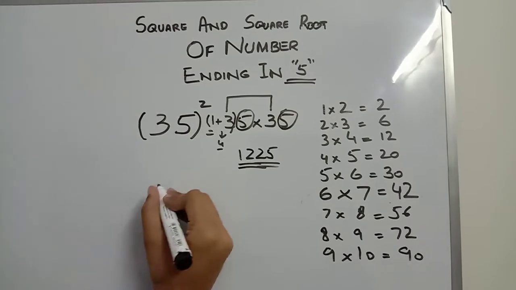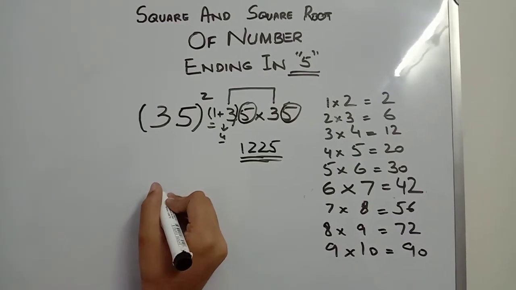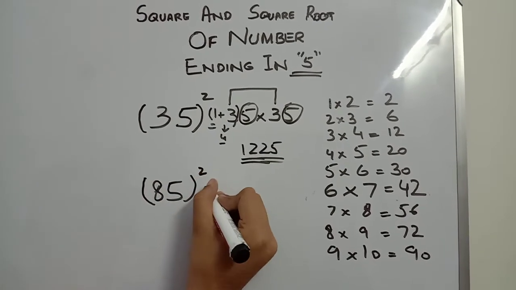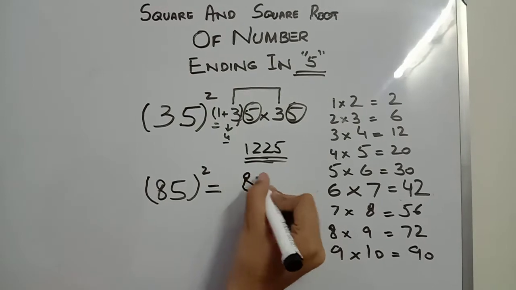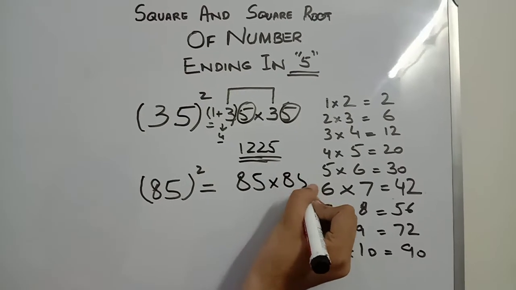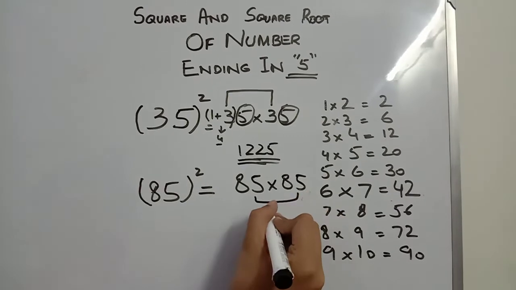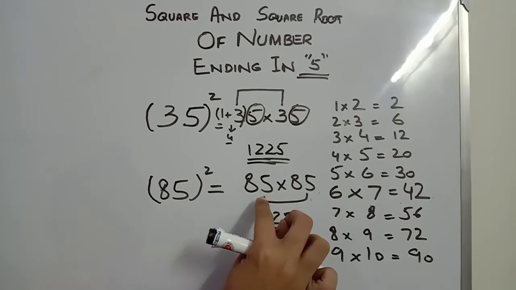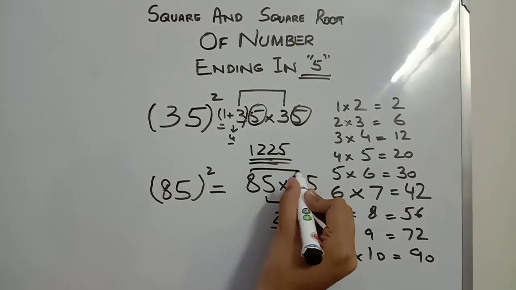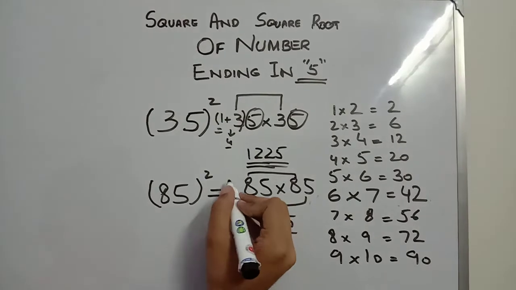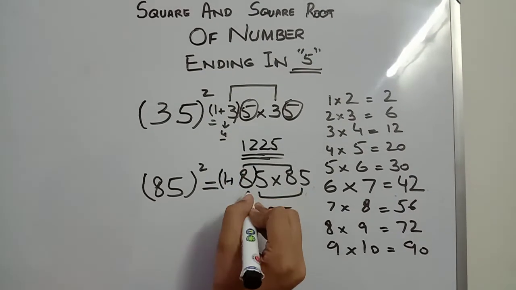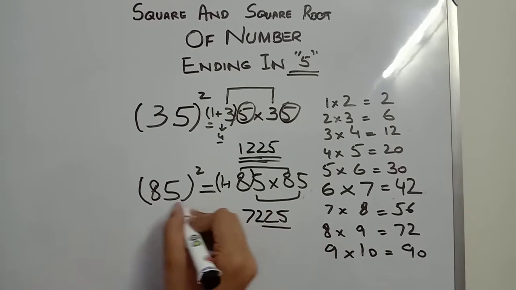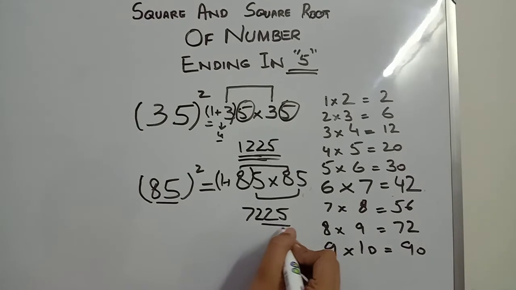Simple. Similarly, let's take another example of 85. We have to calculate the square of 85. What we do, we write 85 multiplied by 85. We take these two 5s and write 25 for its multiplication. Now ignore these two 5s and take these 8s. We add 1 to the 8. It becomes 9. 9 8s are 72. 7225. So the square of 85 is 7225.